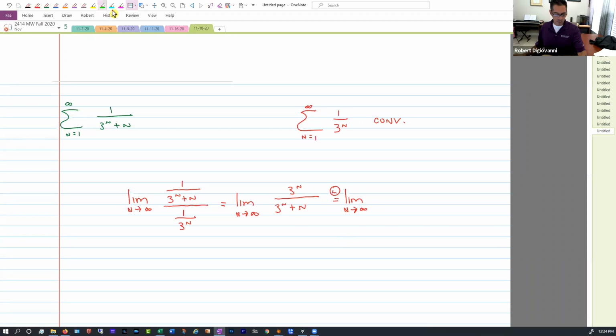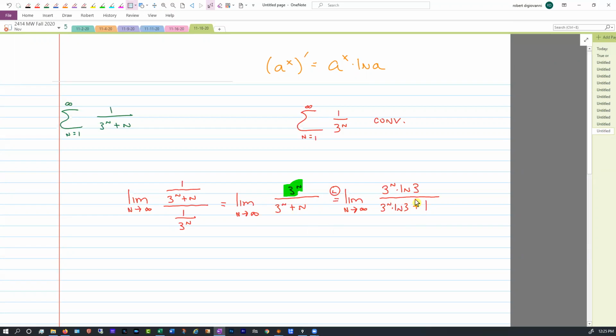So we do L'Hopital. And now you have to go back to college algebra and remember what the derivative of 3 to the n is. So in case you've forgotten, the derivative of a to the x is a to the x times natural log of a. That's from Cal 1. So if we're going to take the derivative of 3 to the n, we should get itself, 3 to the n times natural log of 3, over, now the derivative of the bottom, we do these separately. We get 3 to the n times natural log of 3 plus 1. You all okay with that? Yes, sir. Okay, we still have infinity over infinity.